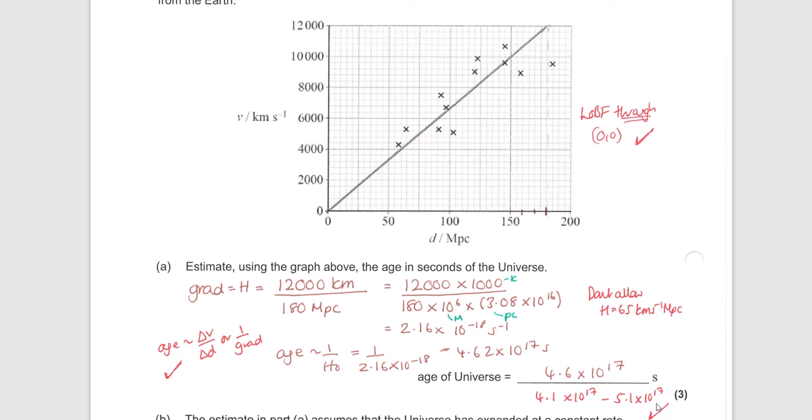You could check turning that into years. It should be around 14, 15 billion years. You could, of course, instead of doing gradient and then 1 over, just do x over y instead of y over x, and that would still give you the same answer. What they won't allow you to do is say, oh, the formula sheet says the gradient should be 65 kilometres per second per megaparsec. You have to actually find the gradient out for yourself.